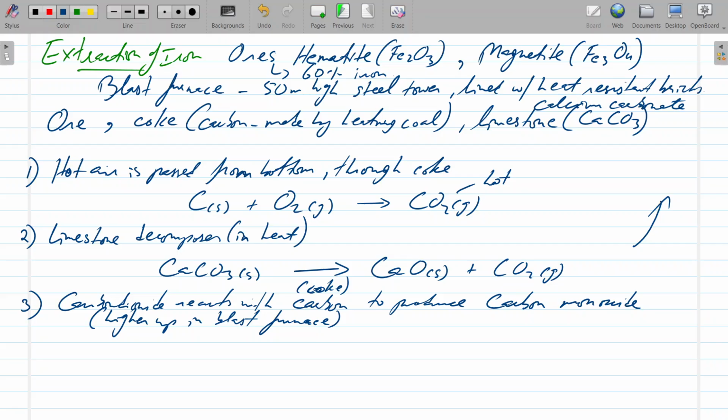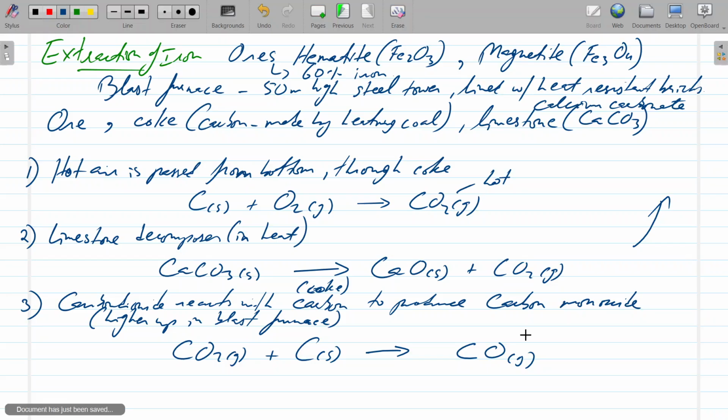Okay, and so what you have is the carbon dioxide, which is a gas, and carbon, which is a solid, and you are getting carbon monoxide, which is a gas. So carbon dioxide is one carbon with two atoms of oxygen. Carbon monoxide is carbon with one atom of oxygen. Is it balanced?